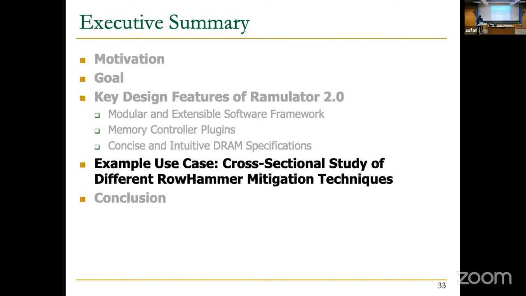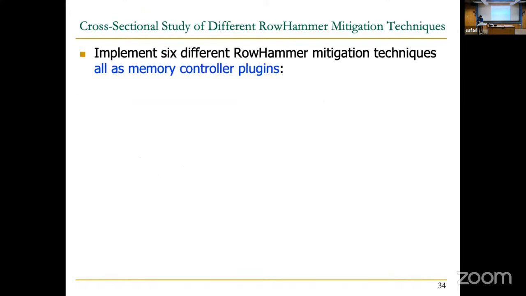Okay, now let's take a look at an example use case of Ramulator 2.0 by comparing the performance overhead of many different RowHammer mitigation techniques. So we implement 6 different RowHammer mitigation techniques, all as memory controller plugins.